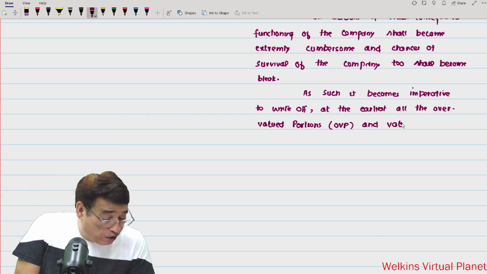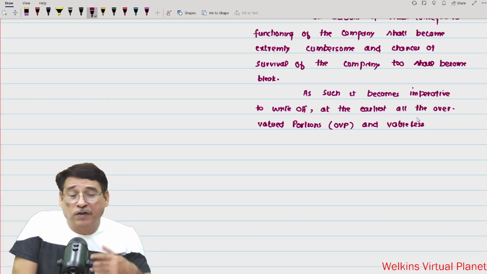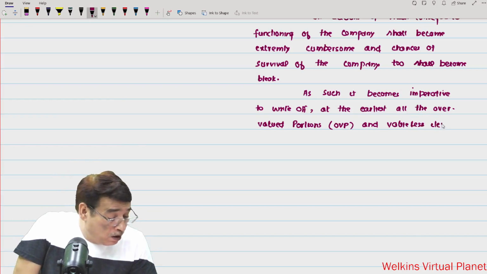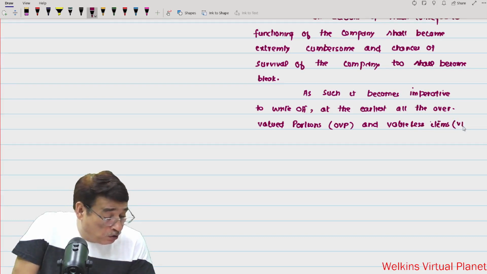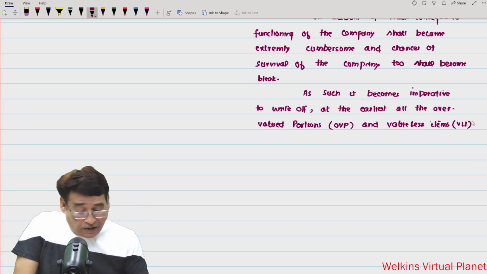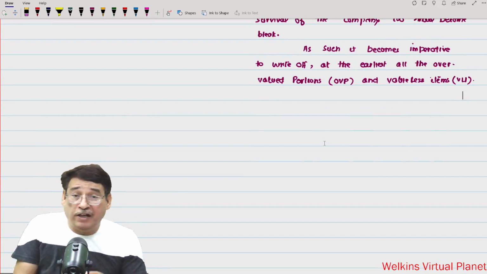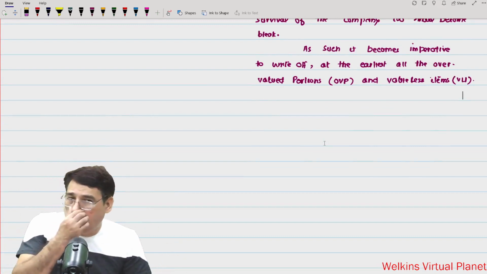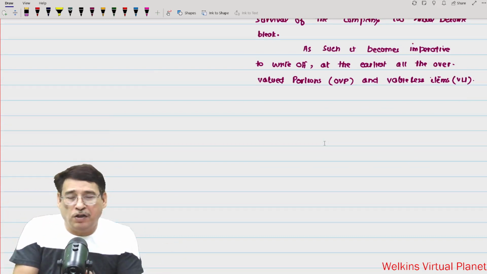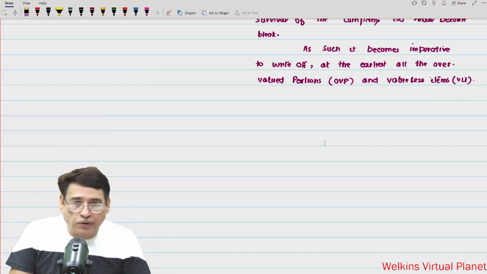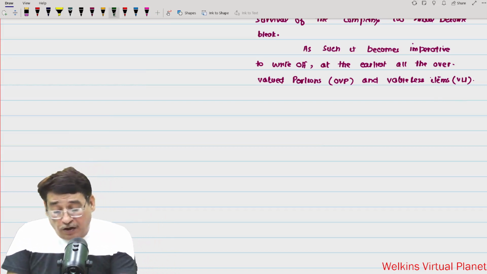Valueless items, when we say, it means accumulated losses and all deferred expenditure. Again, this valueless item is a pretty long word, so I am going to use the short form VLI. Correct? So it becomes imperative for us to write off, to clear off the balance sheet from such items. A scheme which we adopt to do so is known as scheme of internal reconstruction.